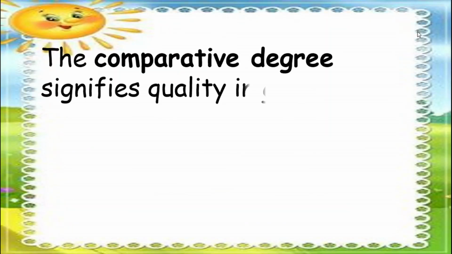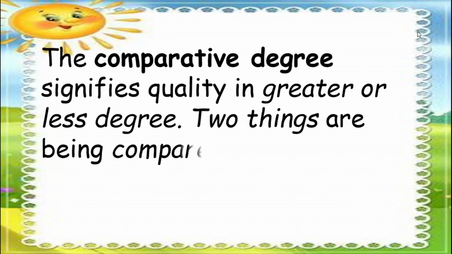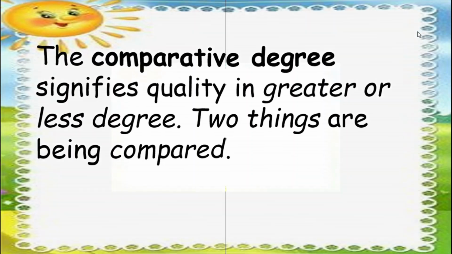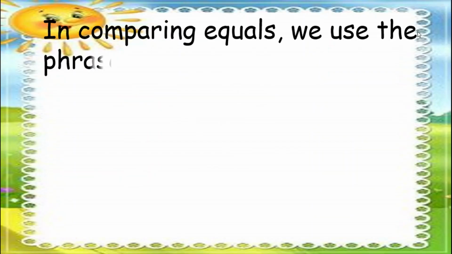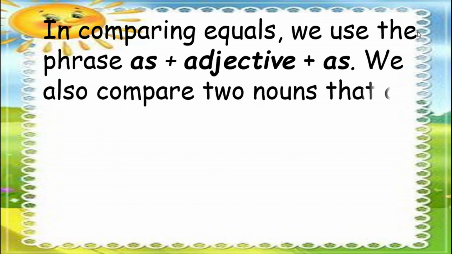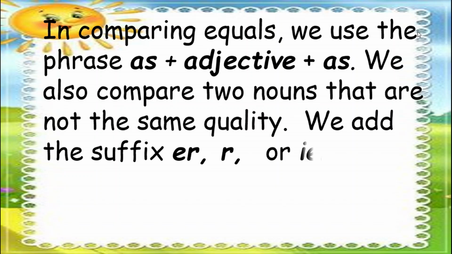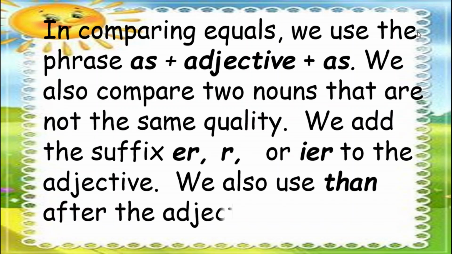The comparative degree signifies quality in greater or less degree. Two things are being compared. In comparing equals, we use the phrase as plus adjective plus as. We also compare two nouns that are not the same quality. We add the suffix er, r, or ier to the adjective. We also use than after the adjective.